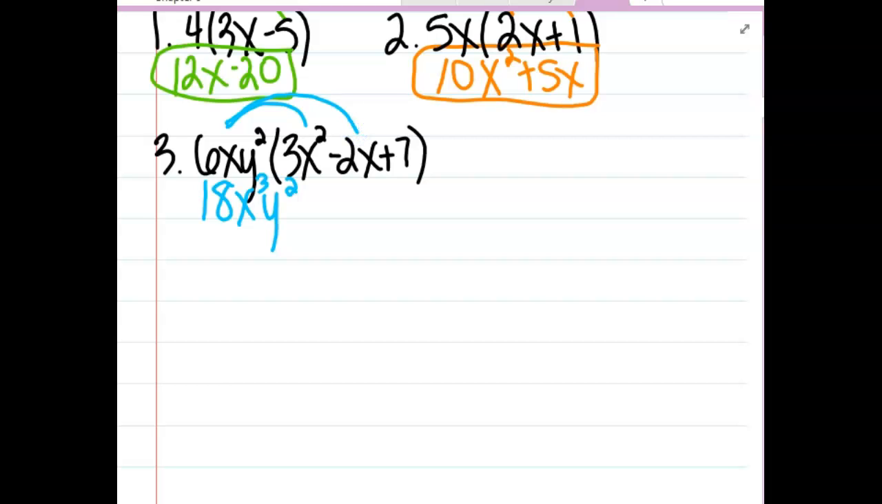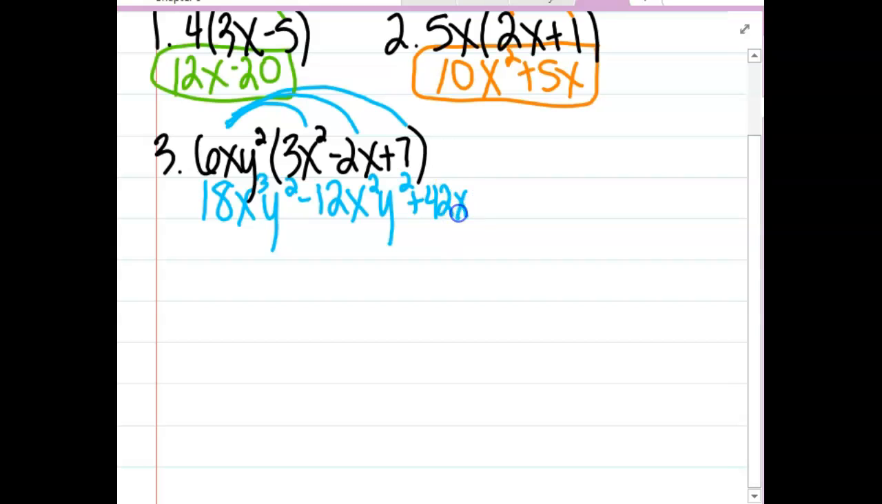So do the numbers first. 6 times negative 2 is negative 12. X times x is x squared. And we still have the y squared. And then lastly, 6xy squared times 7. You would take 6 times 7, which is 42. And then we still have the xy squared. No other variables to add into there. Is this making sense?